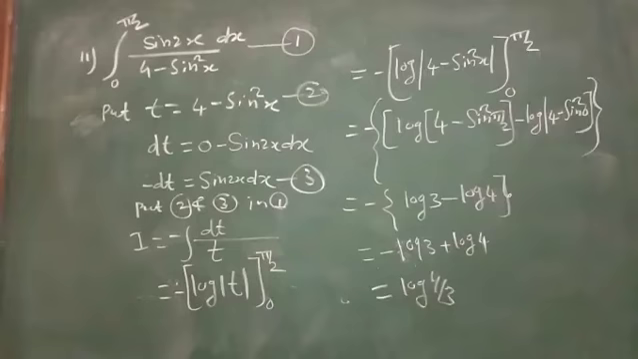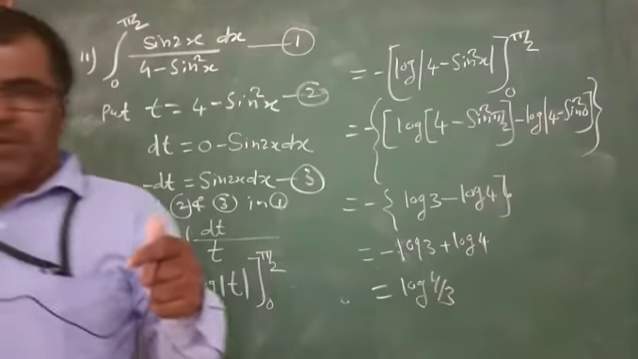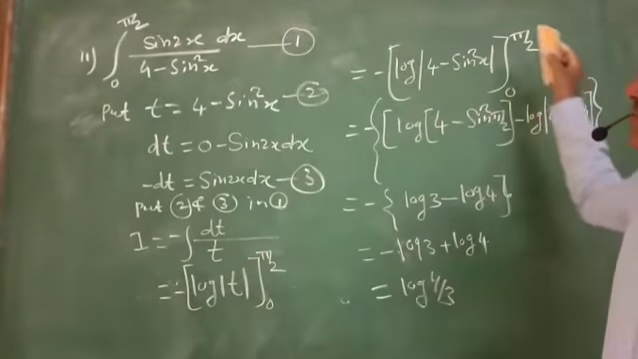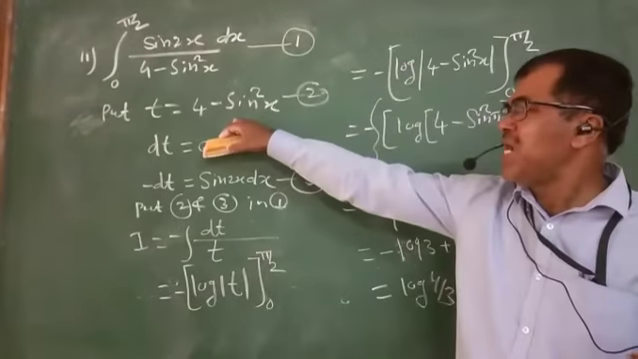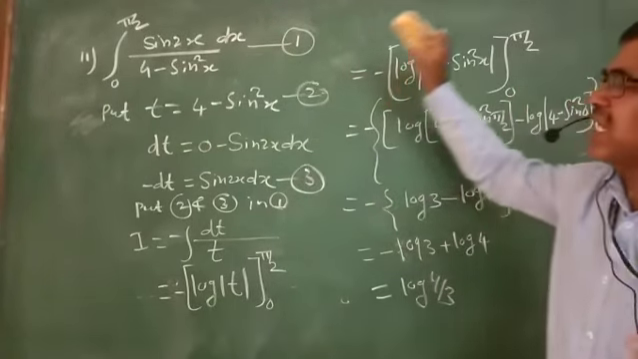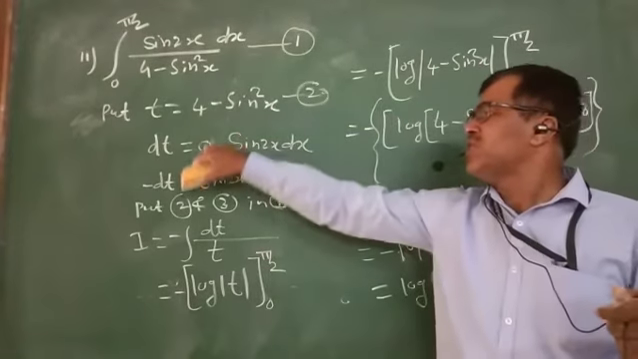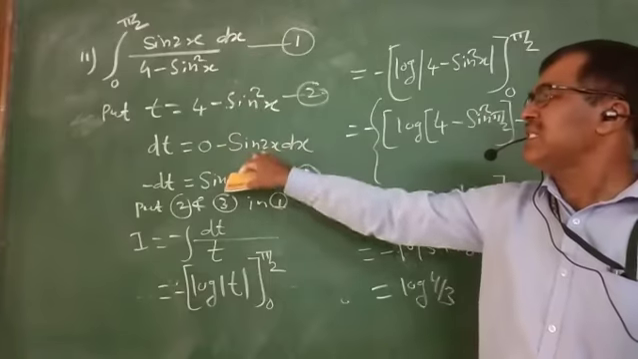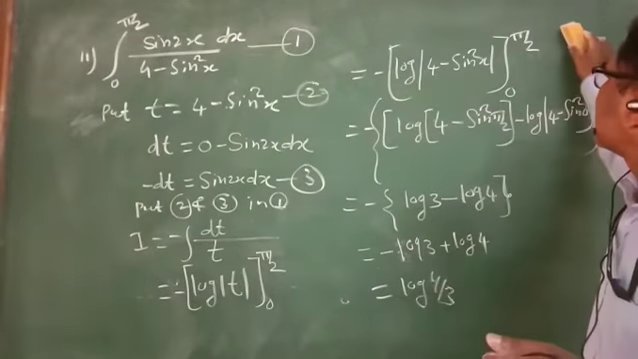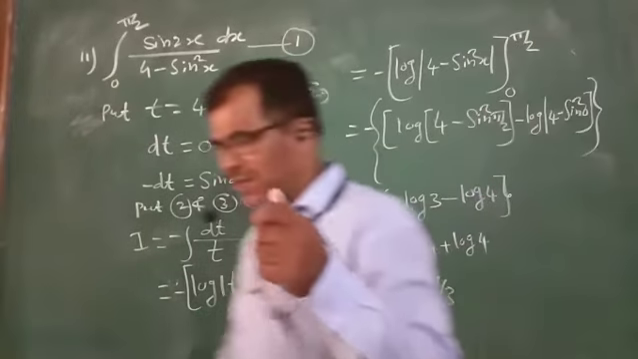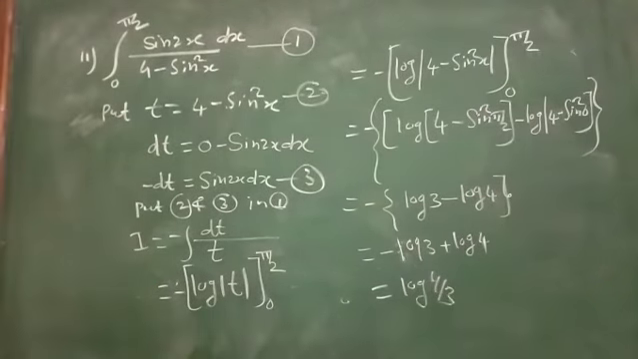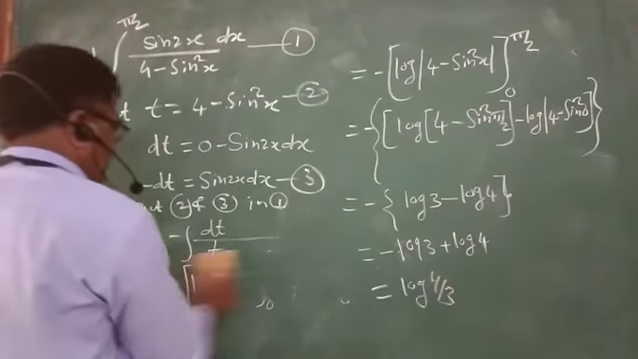Write in your notebook. That is the answer of given question. We see the next question. See, put t equal to 4 minus x square. Derivative of 4 is 0 minus as it is. Derivative of sine square x is sine 2x. And find the answer of given question.